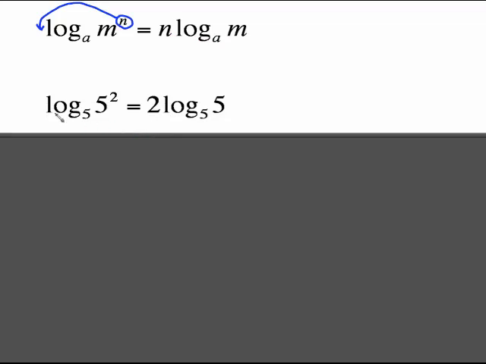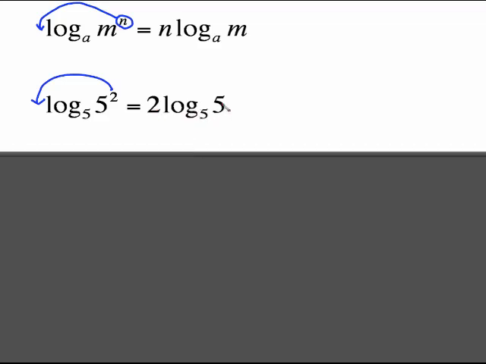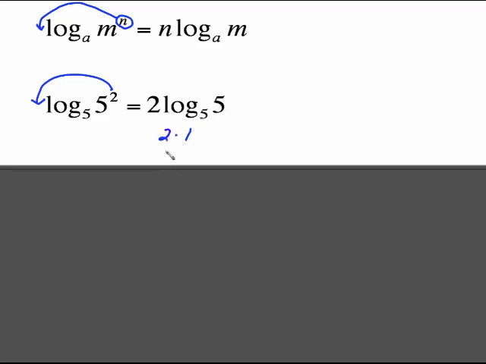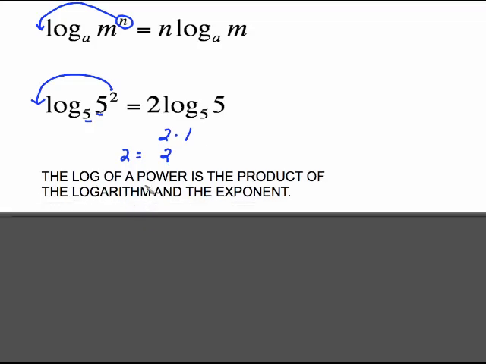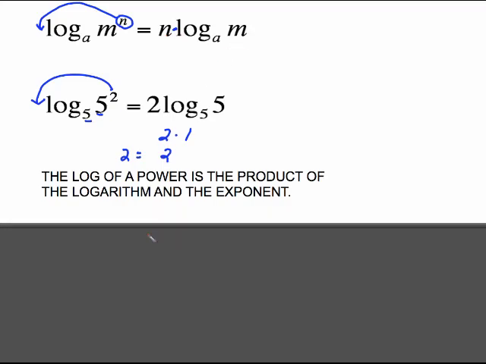As far as numbers go, log base 5 of 5 squared. I brought the 2 down in front, and that's how this became 2 times log base 5 of 5. Well, log base 5 of 5 is 1 because 5 to the first gives me 5. 2 times 1 is 2. This is one of the identity properties we had a while ago. Log base 5 of 5, remember, as long as these two things agree, then this side is just equal to the exponent. This one, in words, is the log of a power is the product of the logarithm and the exponent.